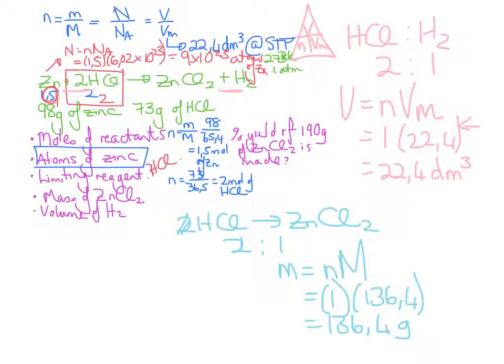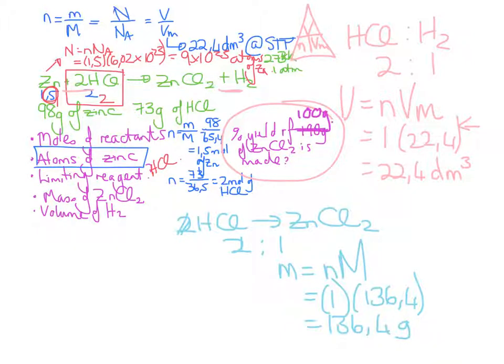Be aware of the fact that 22,4 is going to be on the information sheet, so you don't have to commit that to memory. And the last question they ask me is, what is the percentage yield of zinc chloride if I make 190 grams? Well, I know that that can't be 190. Let's make it 100 grams.